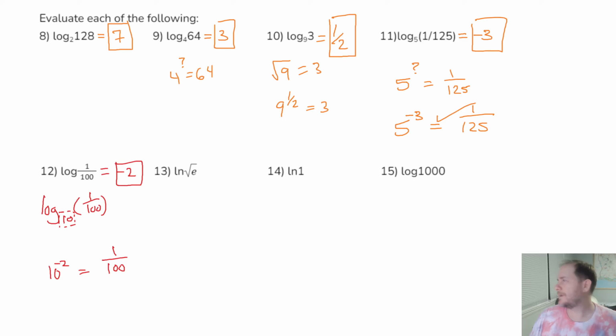Okay? All right, now 13 is using this new symbol ln. It stands for the natural logarithm. So every ln that you ever see, it just means that you're doing the same logarithm that we did in every other place, but the base of this log is the number e. So that's the natural log. It's a log whose base is e.